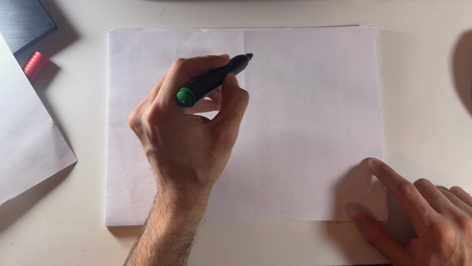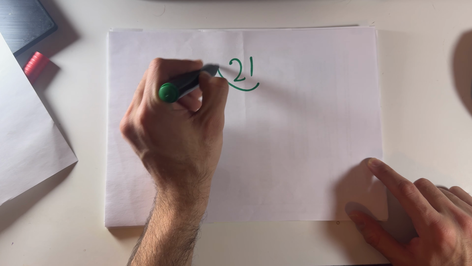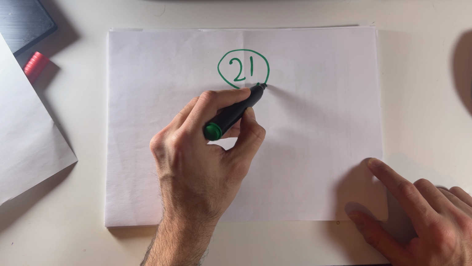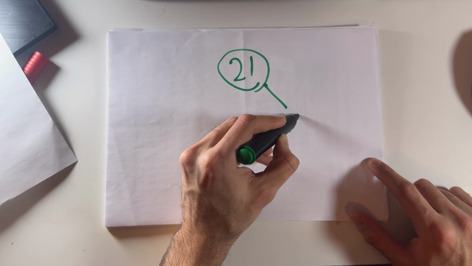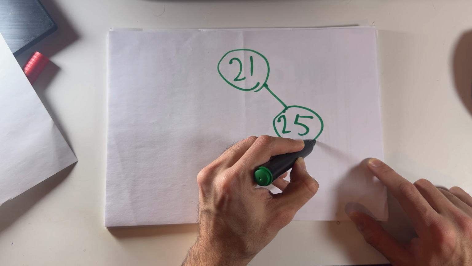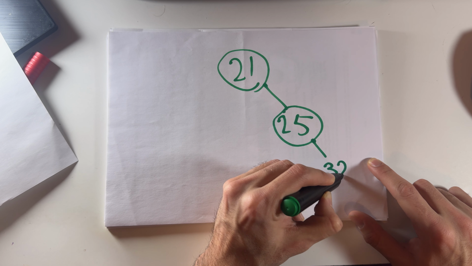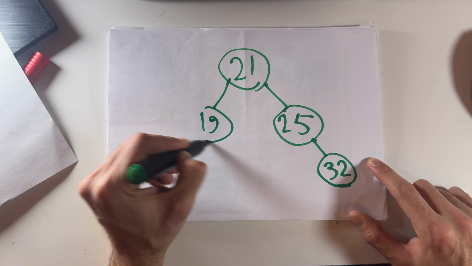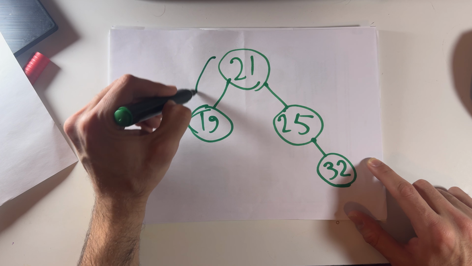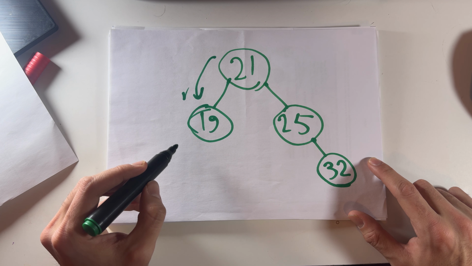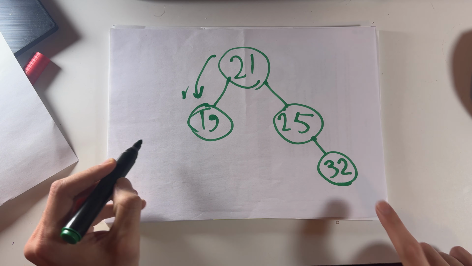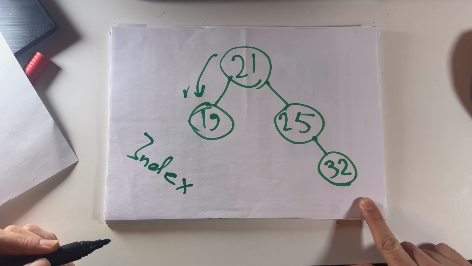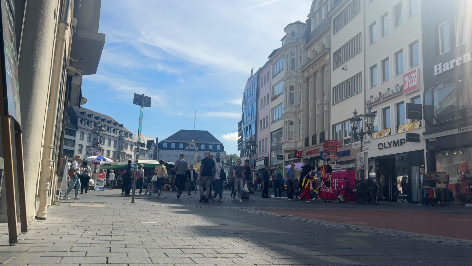Or we can store it in a tree, for example, like this, where this is 21, and here we have, for example, 25, and here we have 32, and here we have 19. And now we find it easier. Such data structures are called index. Everywhere we have data structures, we have algorithms too.